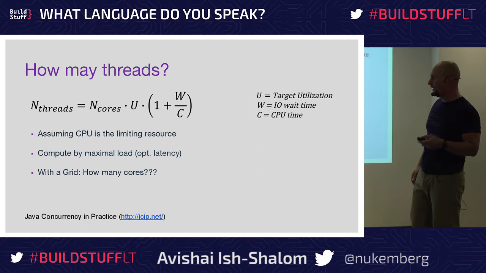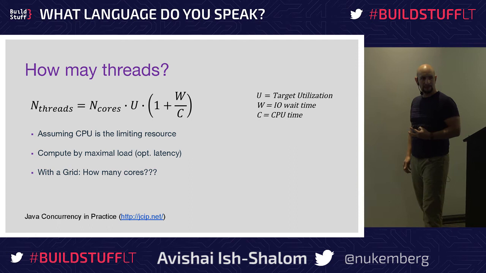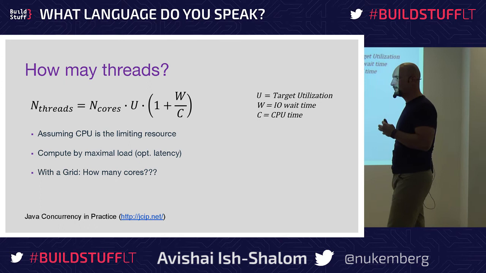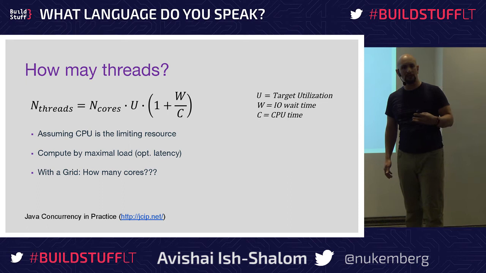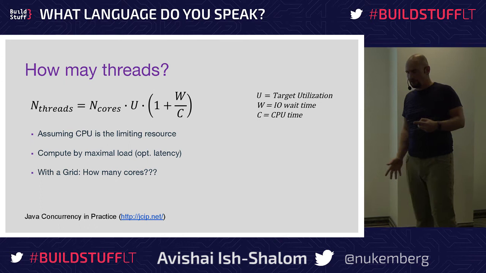Okay. The problem that we have at Wix is that we can't actually use this formula, not only because CPU is not always the limited resource, but because we share machines. We have multiple applications installed on every machine. It's basically a grid. And because of that, we don't actually know how many cores we have per JVM. So we can't actually use this formula.